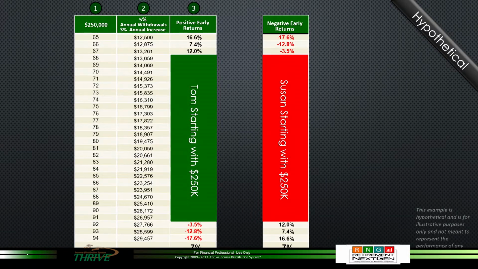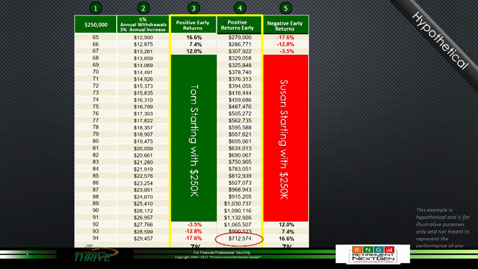And so I still have the same pattern order of returns for Tom. Good returns along the front end of retirement and bad returns at the end of retirement, the same 7% average. And Tom's going to end up with $712,000 taking those income draws out of that portfolio.